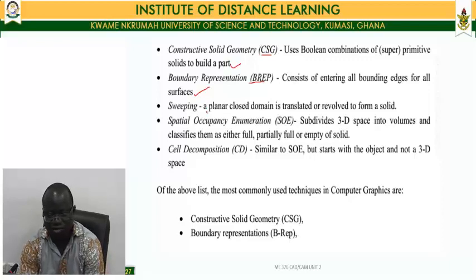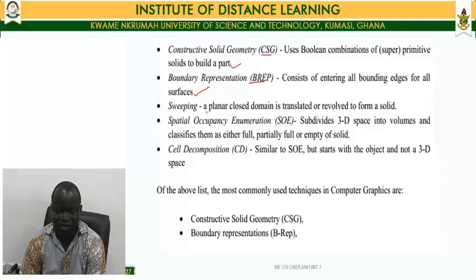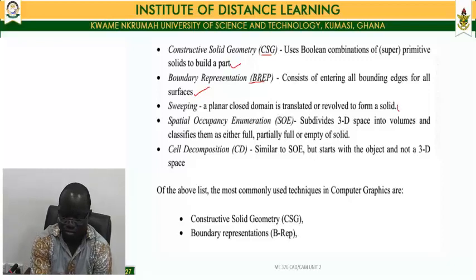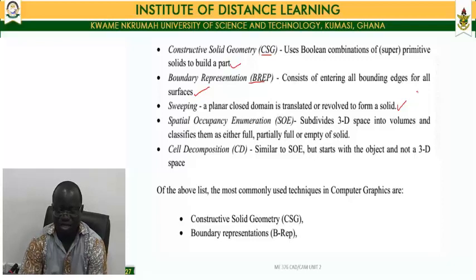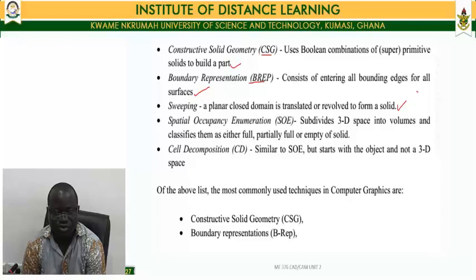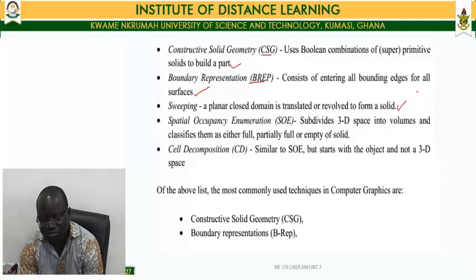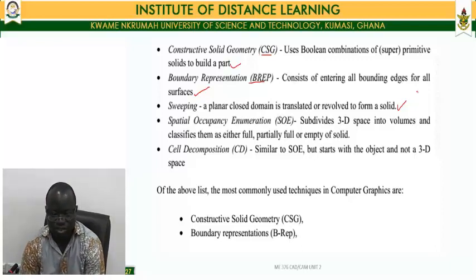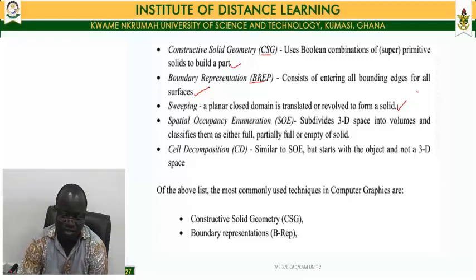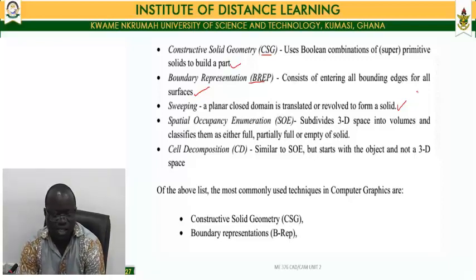And then, of course, we have sweeping. Sweeping is basically something like creating a revolve or a translated shape. That is, you can create a cross section and sweep a channel and form the shape, or you can simply do this revolve that we saw over here and create the shape. And that is a sweep, which is another construction technique.